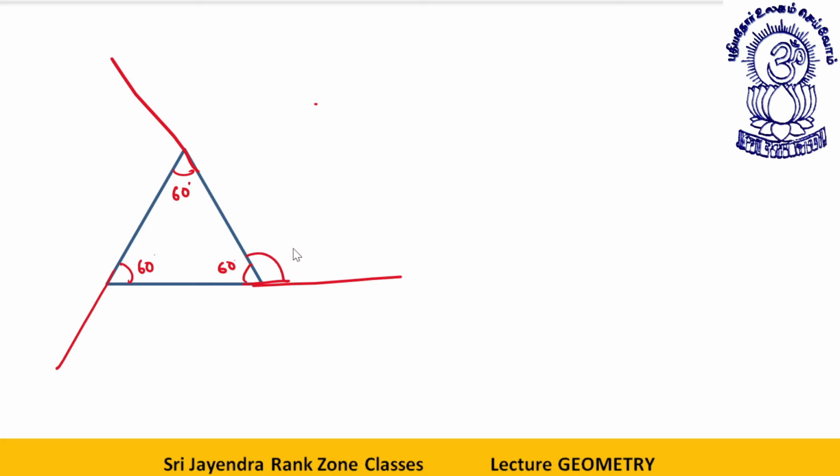What are the exterior angles? 120 degrees, 120 degrees, 120 degrees. So what do I see? The sum of exterior angles will be what? 120 plus 120 plus 120, that is 360 degrees.